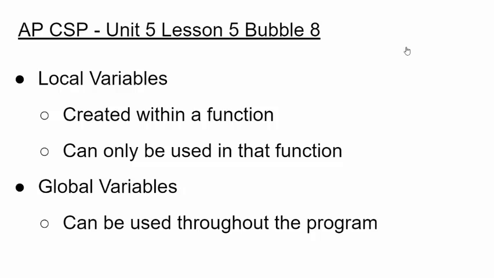Whereas if you use a global variable, which typically is typed at the top of your code, a global variable can be used throughout the program. So once you create the variable, declare it, at the beginning of the code, then it can be used multiple times throughout your code. So that's the difference between a local and a global variable, and that definitely ties into what the mistake was in bubble number 6.